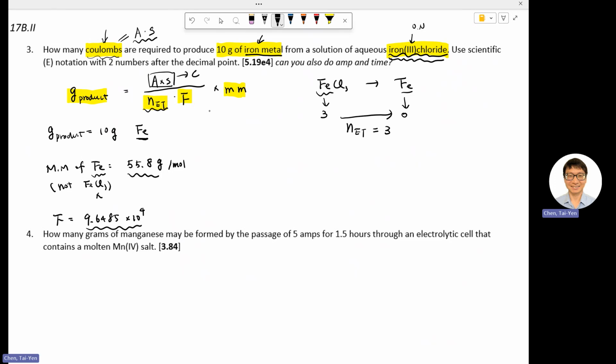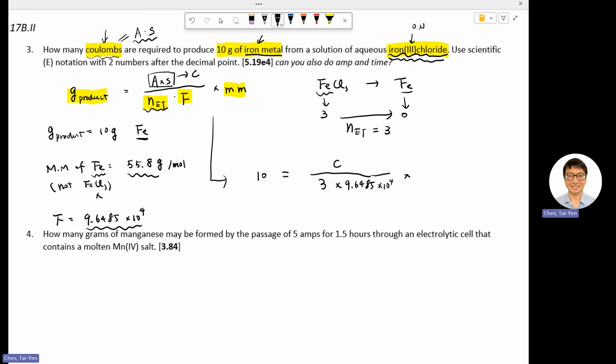So you can reorganize these equations. Let's just plug in the numbers directly. We know 10 grams is going to equal, on the top, amps times seconds, that's your coulombs. NET is equal to 3. The Faraday constant is 9.6485 times 10 to the fourth power.